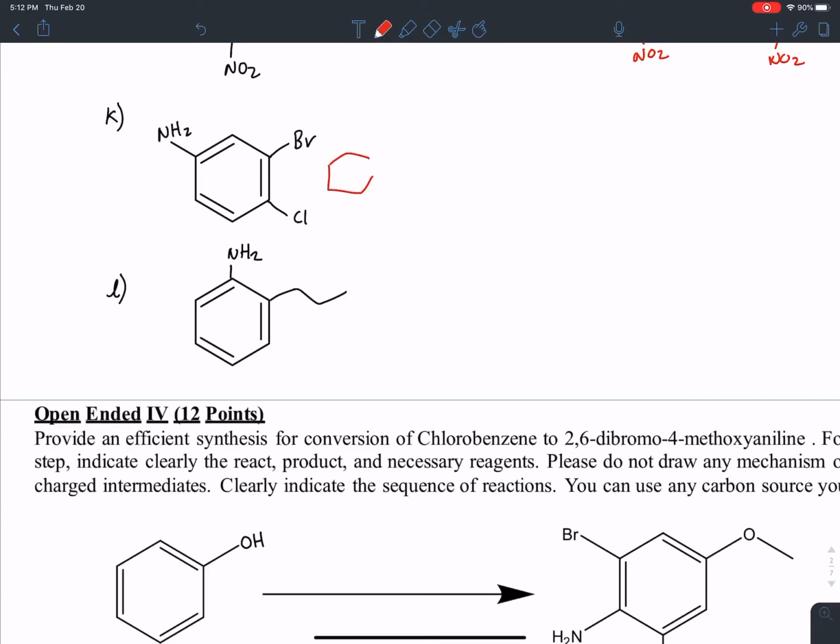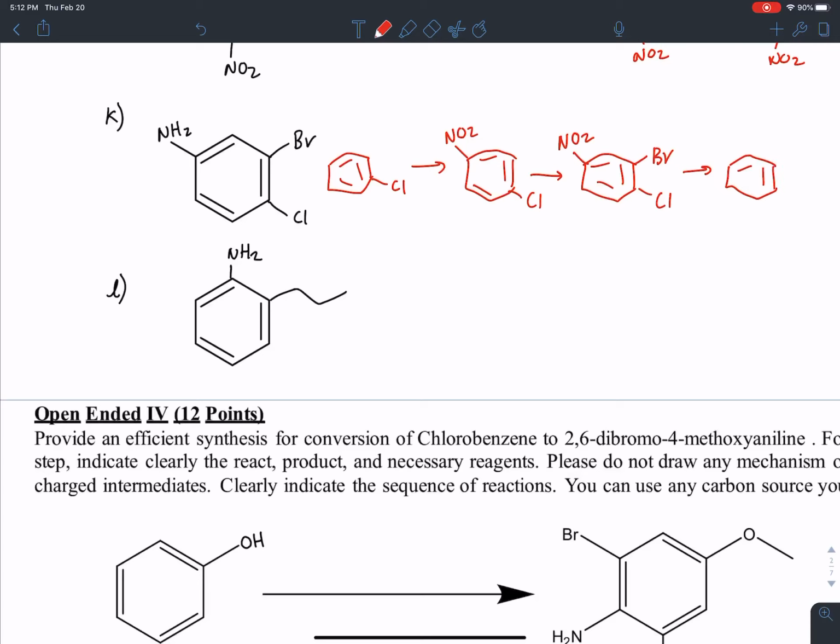We're going to start off with the benzene. We're going to first put the Cl. Then we're going to put the NO2. So we're still listening to the Cl for the next spot. Then we can put our Br. And then lastly, we reduce the NO2 to the NH2. There you go.